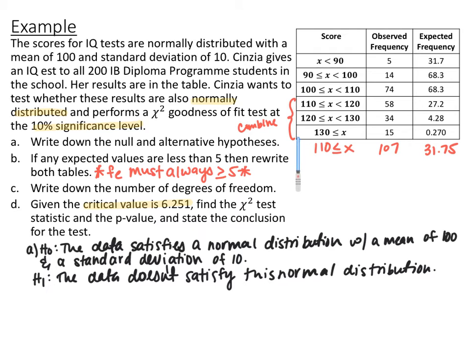So when I go to do my chi-squared goodness of fit test, I'm going to only have 4 rows. The first 3 are going to stay the same, and then my 4th row is going to be this one down here. So now that we've updated our table, go ahead and do parts C and D. So calculate the number of degrees of freedom and then actually do your chi-squared goodness of fit test. Find your chi-squared test statistic, the p-value, and state your conclusion.